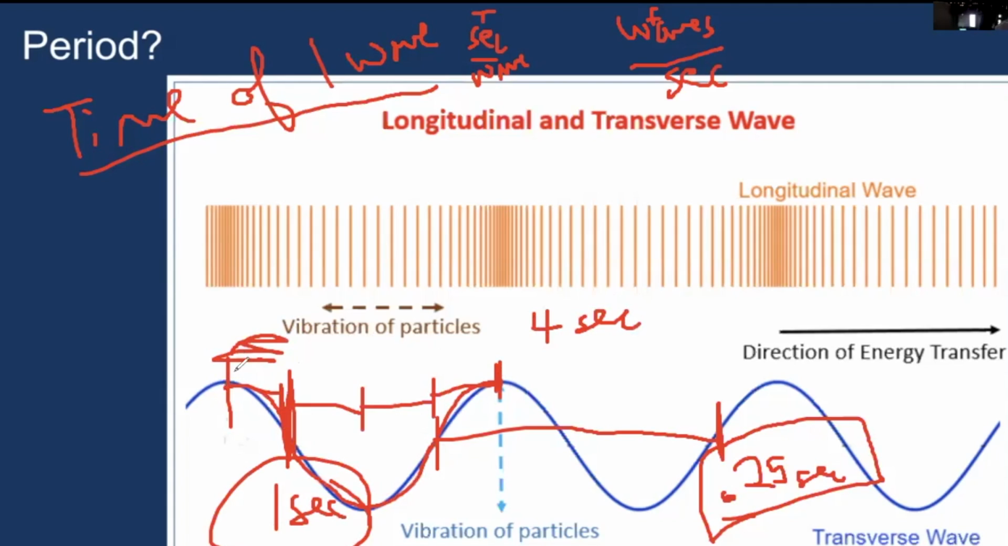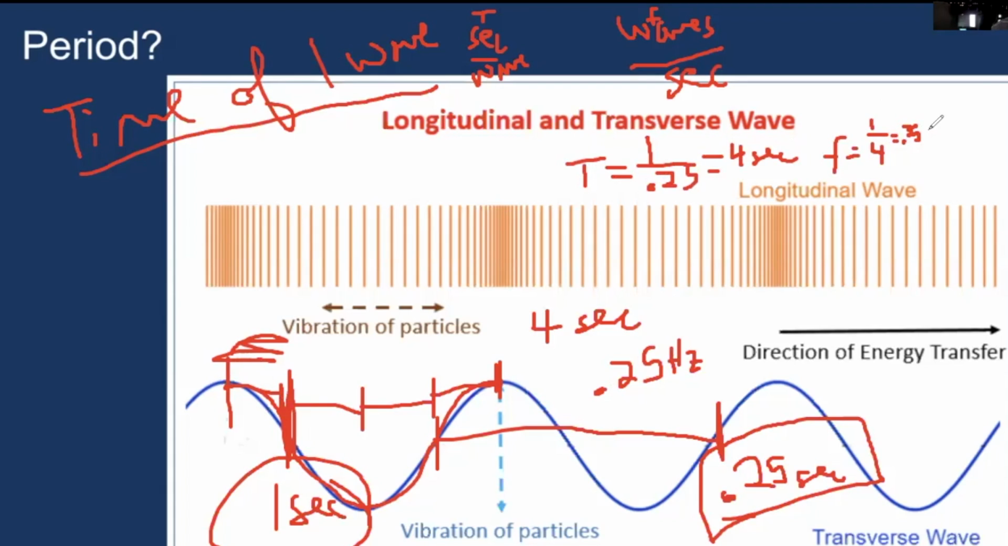What would the frequency be? The frequency would be 0.25 hertz because we have a quarter of a wave in 1 second, okay? So we can actually use our equation. T equals 1 divided by 0.25, which equals 4 seconds. And we can use F equals 1 divided by T, which is 1 divided by 4, and we get 0.25 hertz.